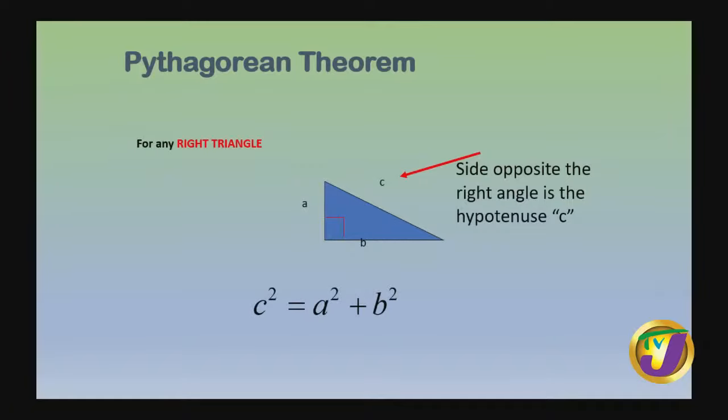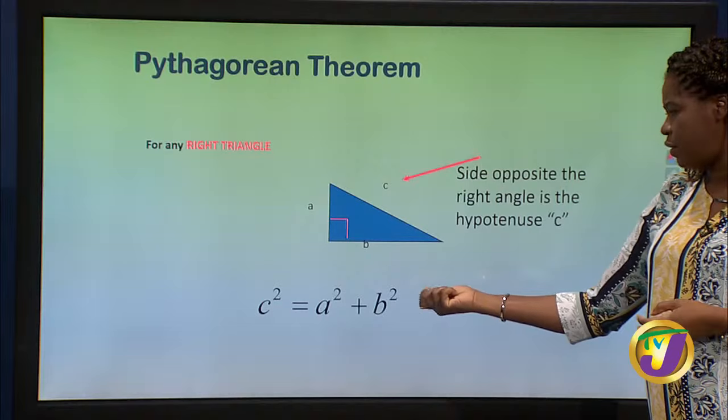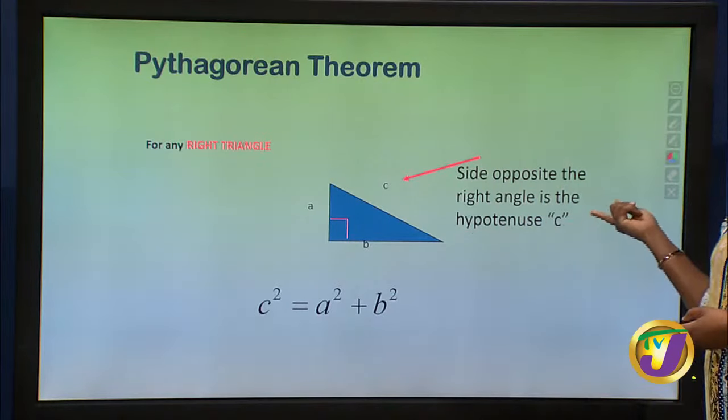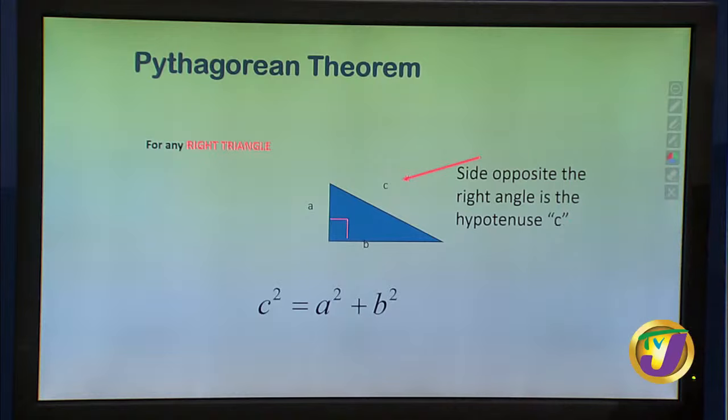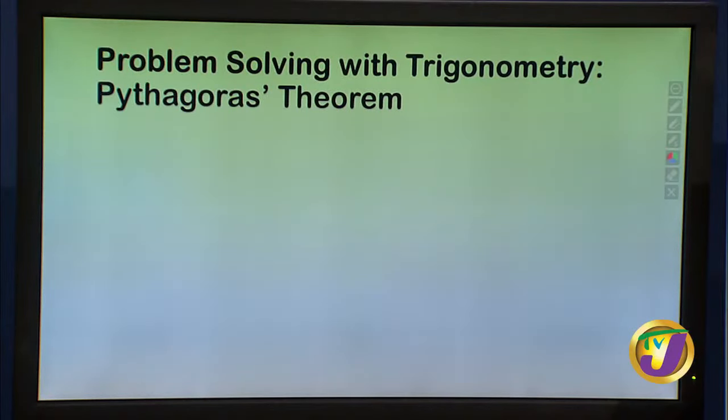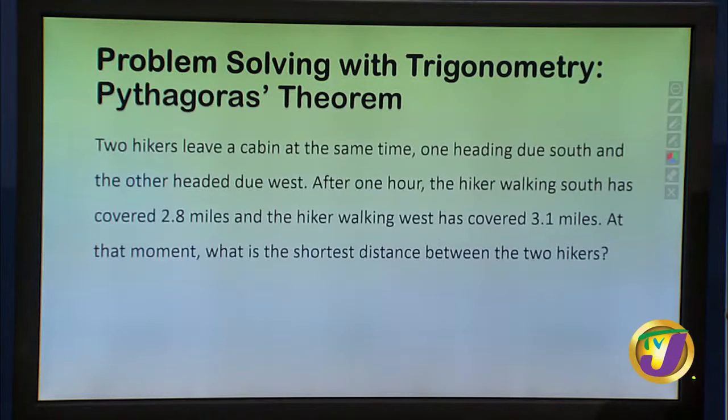So what does this theorem state, Nikisha? Well, what I'm seeing here is that the sum of the squares of this side and this side, side A and side B, we'll get the square of the hypotenuse. And students actually draw the squares on the sides, so you'll be able to prove the theorem. All right, so we're going to be solving a question using Pythagoras theorem.